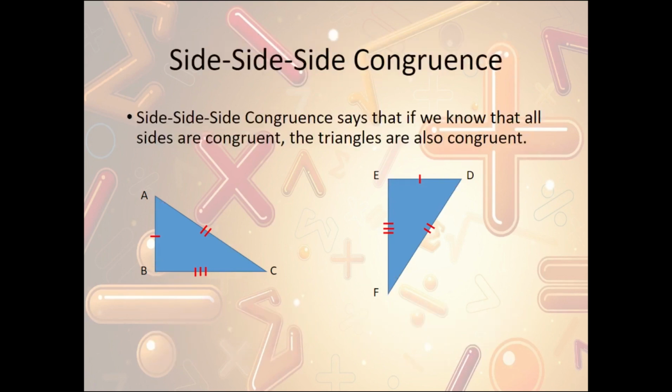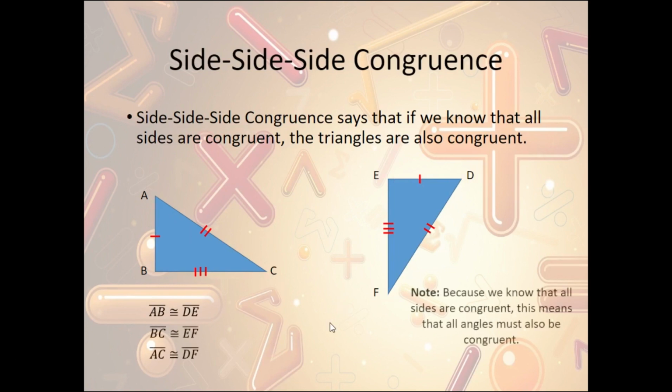Now let's take a look at side-side-side congruence. What side-side-side congruence says is that if we know that all the sides are congruent, then the triangles must also be congruent. So again, we can say that AB is congruent to DE. We could say that BC is congruent to EF, and AC is congruent to DF. Therefore, we know that the triangles must be congruent because all of the sides are congruent. So because of side-side-side, we know that triangle ABC is congruent to triangle DEF.